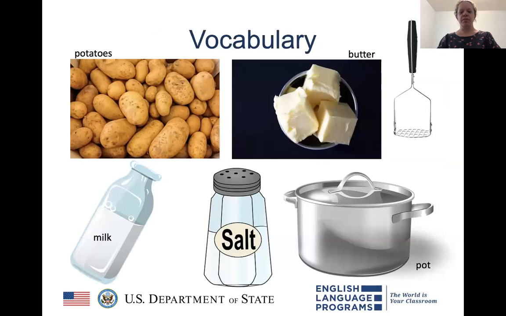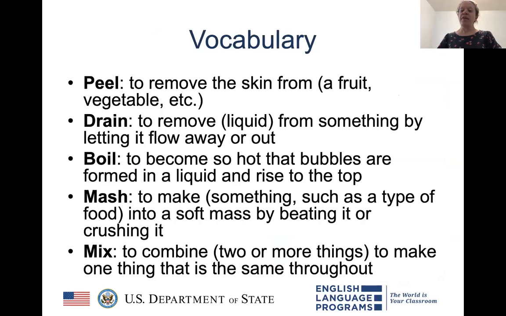So our vocabulary. We have potatoes, of course, butter, a potato masher, milk, salt, and a pot. A few more vocabulary words are related to the verbs that we need to know about making mashed potatoes. So we have peel, to remove the skin from a fruit or vegetable.